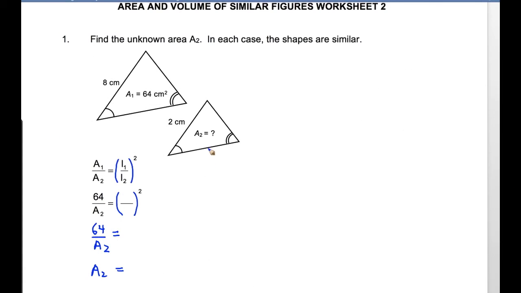In the first sum, we need to find the area of the smaller triangle. Since these triangles are similar, the ratio of the areas is simply the ratio of the corresponding lengths squared. That is, L1 is 8, L2 is 2. Simplifying this, we have 4 squared, which is 16. And on further simplification, we have A2 equals 4 cm squared.